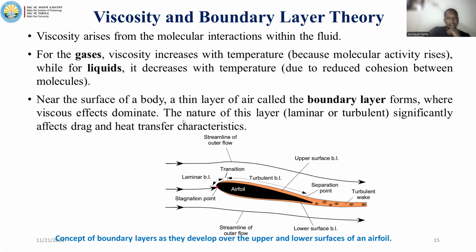The nature of the layer, laminar or turbulent, significantly affects drag and heat transfer characteristics. We have a laminar boundary layer initially, there is a transition somewhere, and then turbulence. At high speed, we can observe such turbulence as a wake, which contributes to the flow separation over the aerofoil.